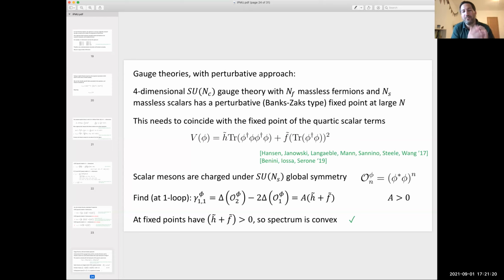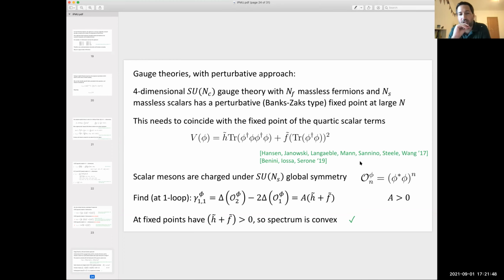So we can calculate the 2 meson operator, take away twice the dimension of the 1 meson operator. That's the test of convexity. And because it's a perturbative theory, essentially, if that's convex, the whole spectrum is convex, because that's like the leading behavior. And we did this calculation, and what we find is that the convexity parameter goes like A, where A is some positive number, times the sum of these 2 coefficients in the quartic terms, H plus F.